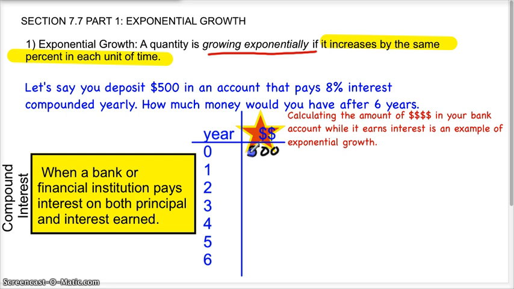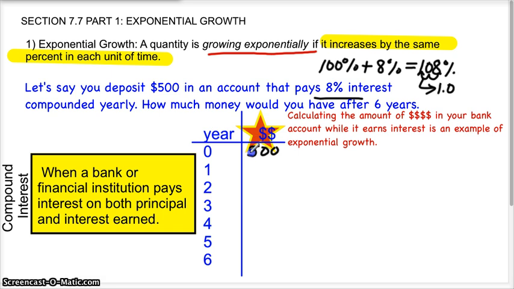Then, after the first year, you are going to get 8% interest on the $500 you deposited. So you're going to get 100% of your $500 that you deposited, plus you're going to get 8% interest, for a total of 108% of the $500 you deposited. We're going to convert that into a decimal. Remember, you put your decimal at the end of a whole number and move it 2 places to the left. So this is 1.08, 108%.